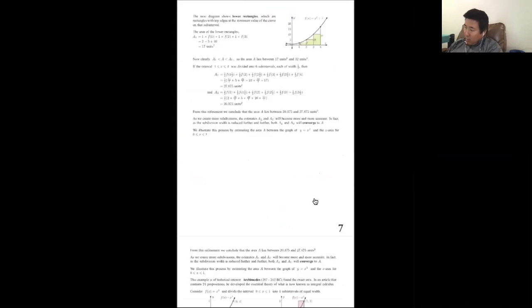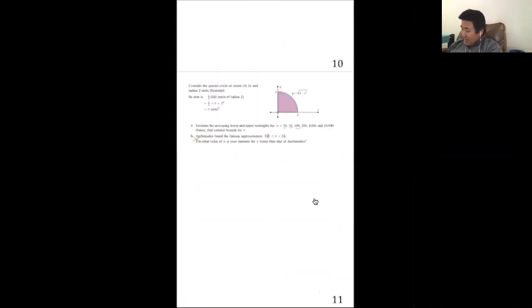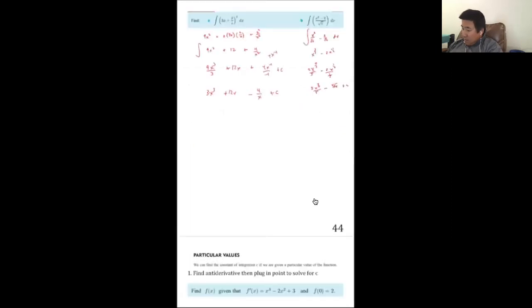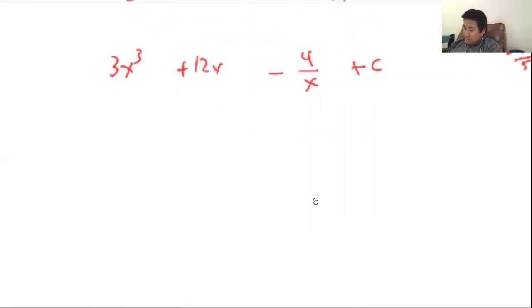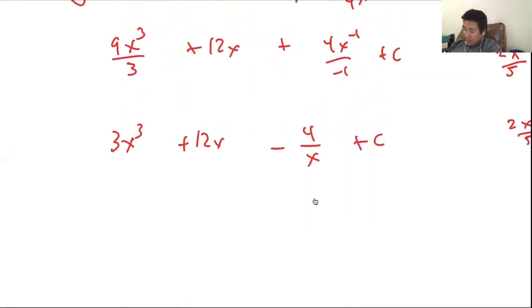I think on your homework, where you type in plus c, make sure there are no spaces. When you type this in, you would do 3x caret 3 plus 12x minus 4 divided by x plus c.